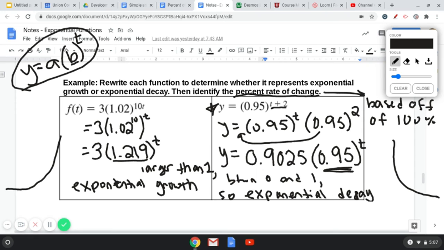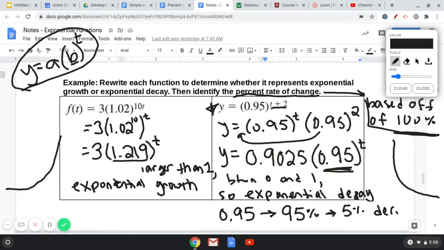So, percent growth, we're going to be looking at this. And now, 0.95 as a percent is 95%, right, class? And now remember, percent growth is based off of 100%. So this is really not growth at all. Our percent of change is based off of 100%. So this 95% is not growth, it's a decrease. And this is a 5% decrease because we're 5% away from 100%. So it's a 5% decrease.